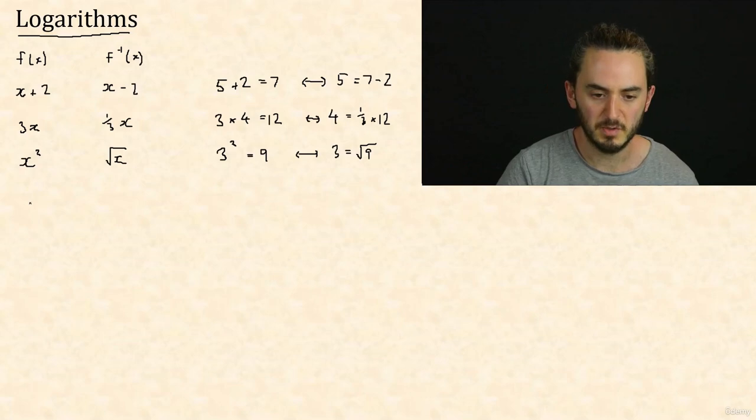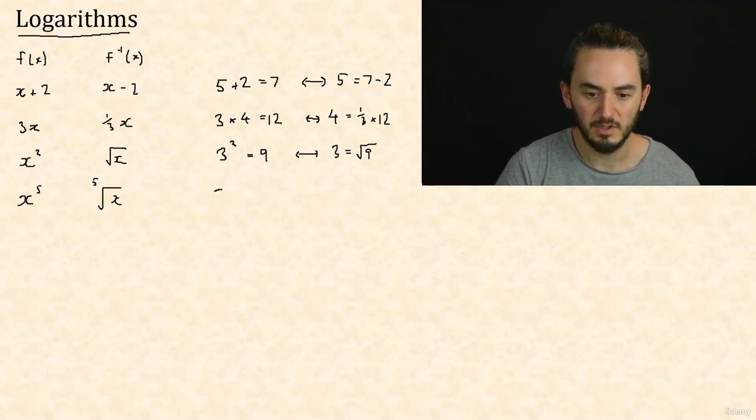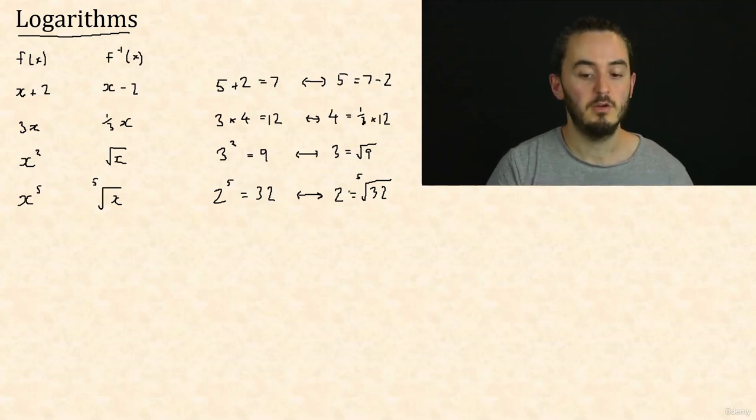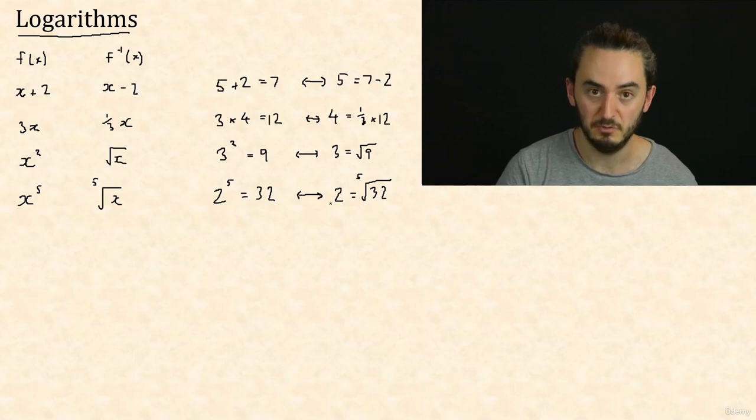What about some bigger powers? What about x to the power 5? Well, what's the opposite of raising to the power 5? Well, it's taking the fifth root of something. And let's just look at an example. So, 2 to the power 5 is 32. And what's the expression which is equivalent to that? Well, it's that 2 is the fifth root of 32. And again, there's a question there. The fifth root of 32 asks the question, what number raised to the power of 5, or multiplied by itself 5 times, is 32? And the answer is 2.